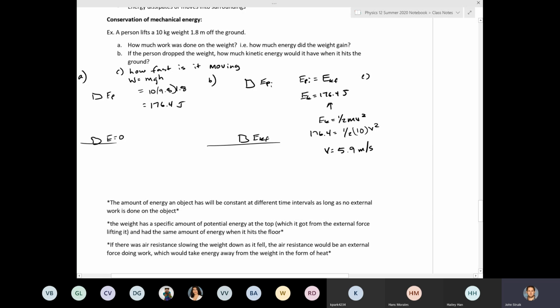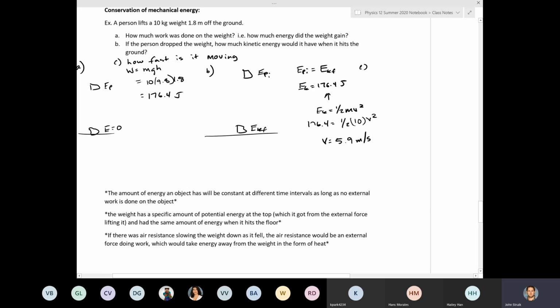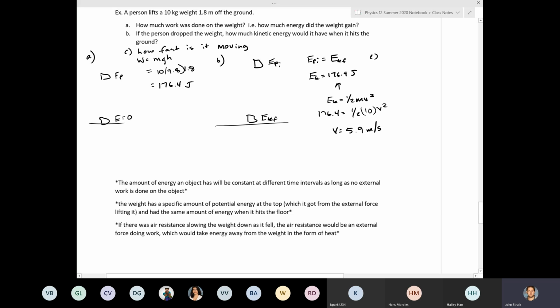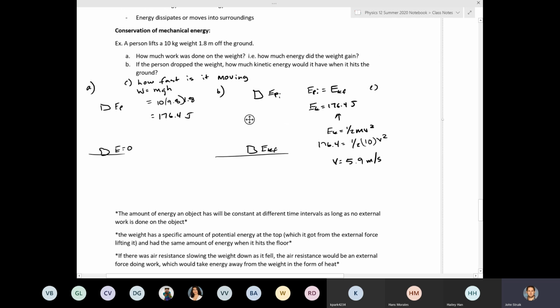The weight has a specific amount of potential energy at the top, which it got from the external force lifting it, and had the same amount of energy at the floor. We just found that. If there was air resistance slowing the weight down as it fell, the air resistance would be an external force, which would take energy away from the weight in the form of heat. So that's kind of along with the first point.